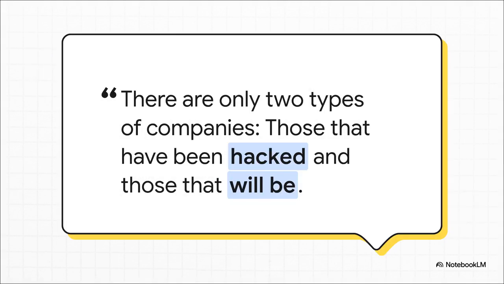And that brings us to this really sobering quote from a former director of the FBI, Robert Mueller. "There are only two types of companies, those that have been hacked and those that will be." And wow, that really drives the point home, doesn't it? The goal isn't to be this magical, impenetrable fortress, because that's pretty much impossible. The real goal is to be resilient, to be prepared, and to always, always be vigilant.